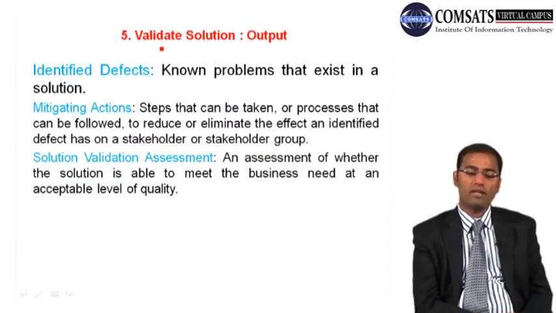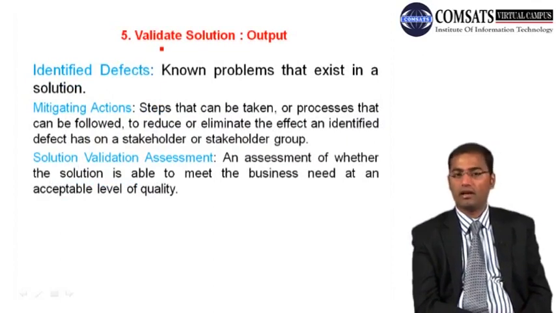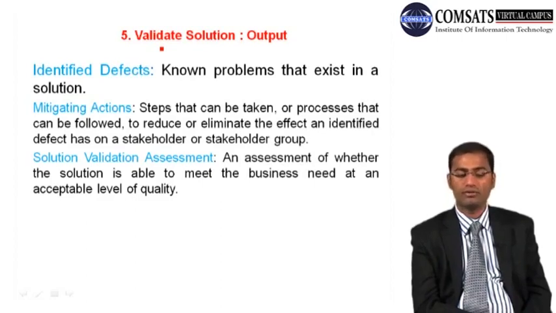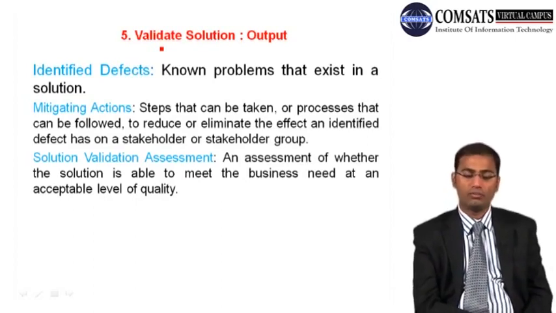So from that we are having three outputs, and that is identified defects, known problem that exist in a solution. So we are having one output, and then second output is mitigating actions. So steps that can be taken or processes that can be followed to reduce or eliminate the effect an identified defect has on a stakeholder or stakeholder group.